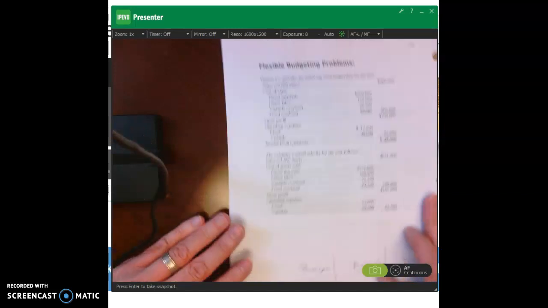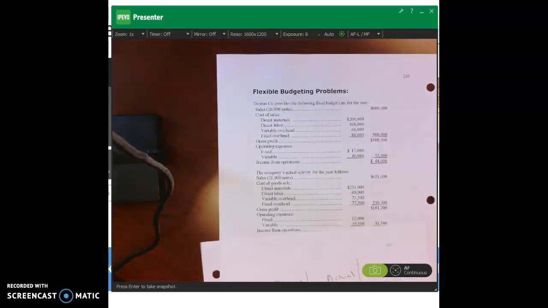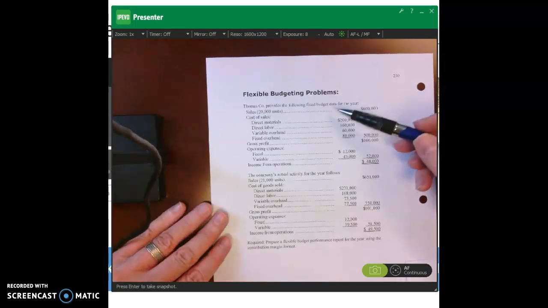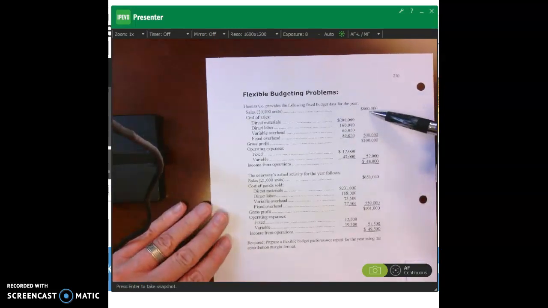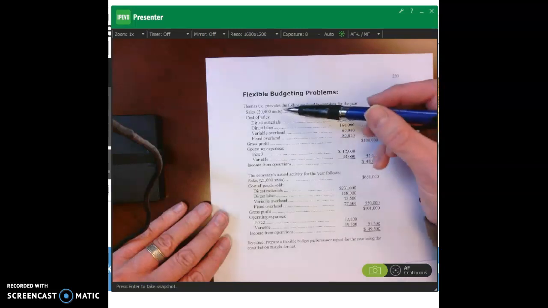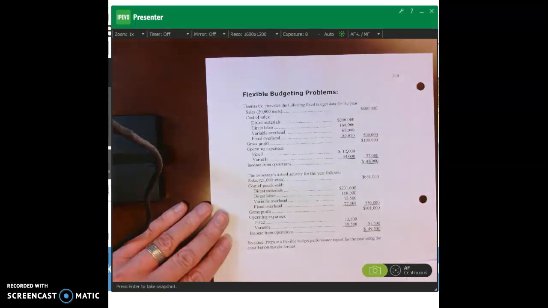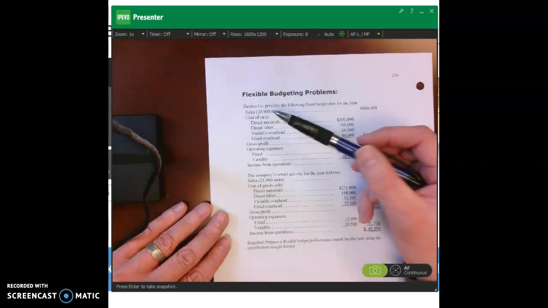Now, if we look over here, we can see that we have our fixed budget data for the year. This is my sales. 20,000 units gives me $600,000. How can I figure out what my sales price is? Well, it doesn't tell me, but there's a way I can figure it out. I can take my 600,000 divided by my 20,000, and then that gives me my sales price.